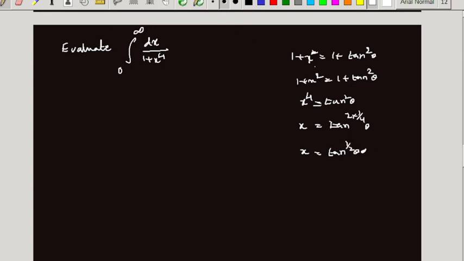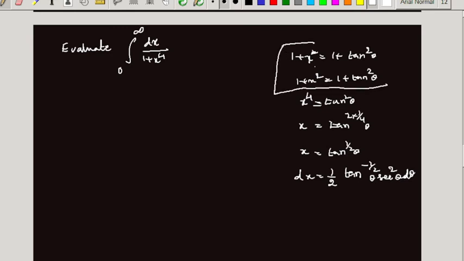Now we differentiate this one, dx. So 1/2 tan power 1/2 minus 1 is minus 1/2 theta. Then tan theta is secant square theta into d theta. So here this one we must remember, depending upon the x, we must write whether it is x is tan theta, tan square theta. So here I am using this one.